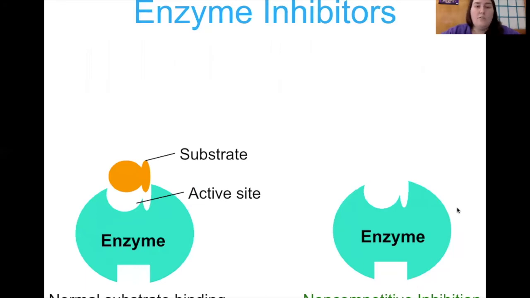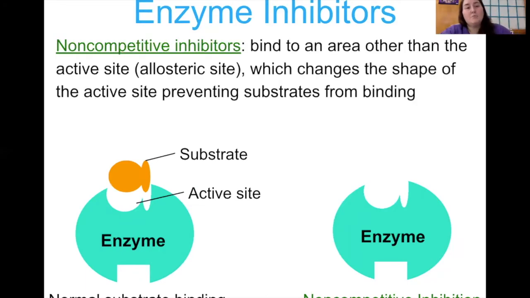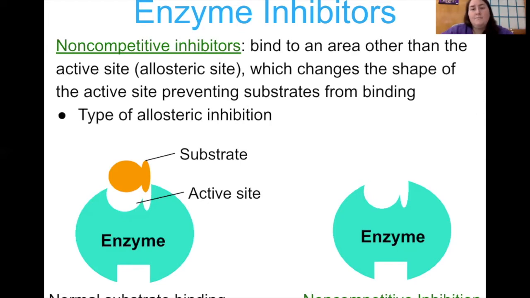And so another form of inhibitors would be the non-competitive inhibitors. These inhibitors are going to bind to an area other than the active site, or the allosteric site is what they call it. This is going to change the shape of the active site when a non-competitive inhibitor is bound to an enzyme. Okay, so we have normal substrate binding occurring right here, right? Our substrate binds to our active site. Our enzyme can produce and do work.